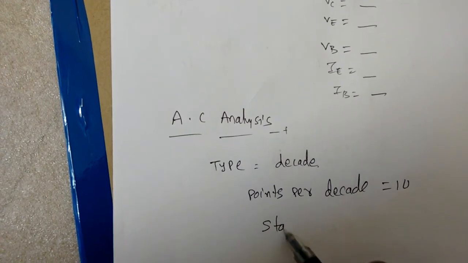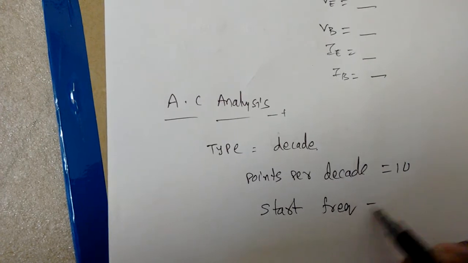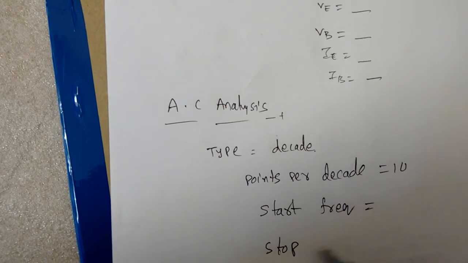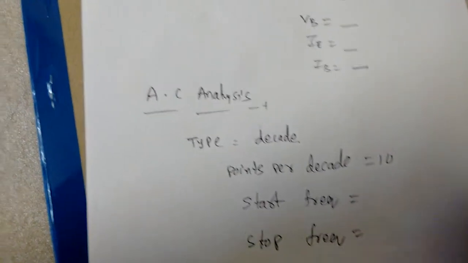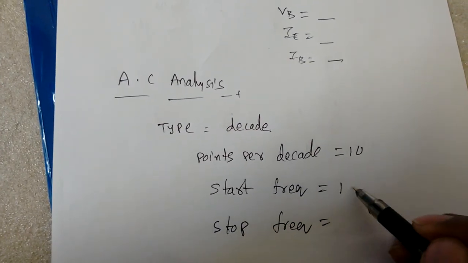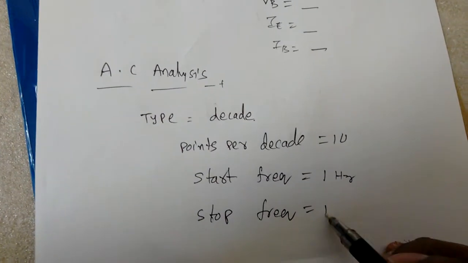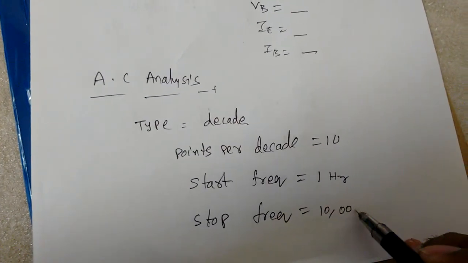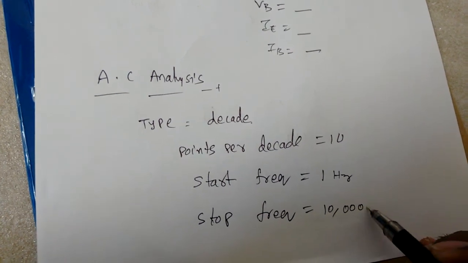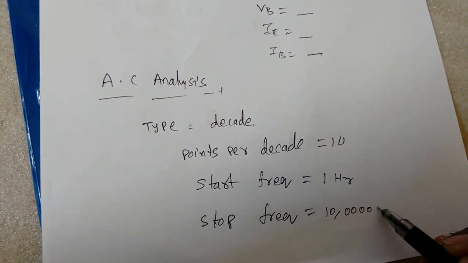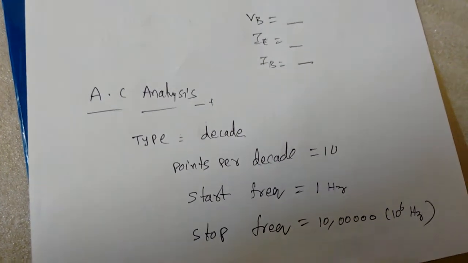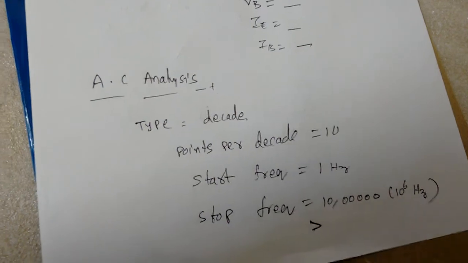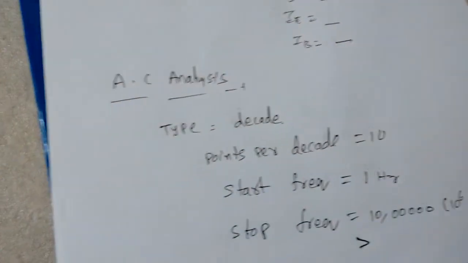Now we have to give start frequency and stop frequency. Start frequency cannot be 0 because 20 log 0 is undefined. So I'm assuming this is 1 Hz. Now I can give the stop frequency as 10,000 or 1 lakh or 1 megahertz, that is 10 to the power 6 Hz. Or we can give greater than this also, depending on the unit gain frequency of your particular transistor.